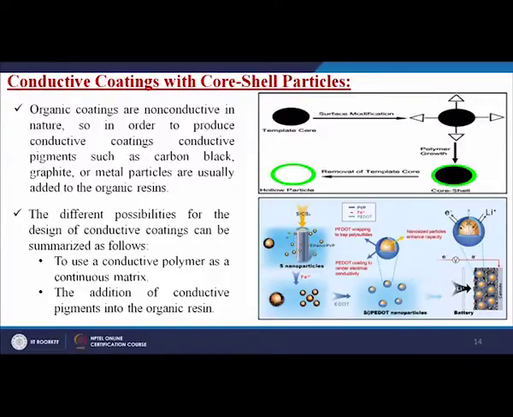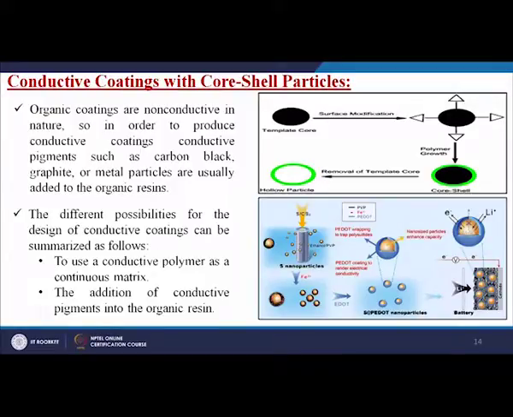So from this particular figure you can understand that we have some core, we do some kind of surface modification, then some kind of polymer growth to make core-shells, and then from the inside we remove the core material, so the hollow particle acts as some kind of conducting material.